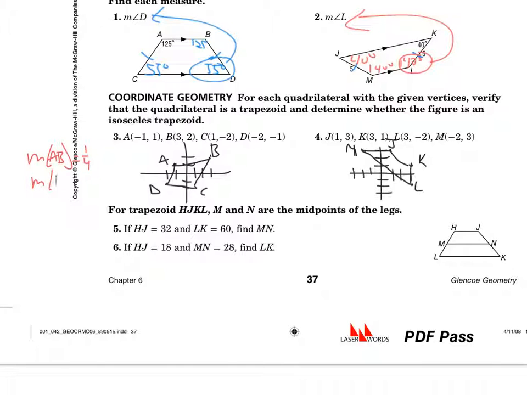Slope of BC, you can probably see which ones are parallel and which ones are not based off this, but you need to count it out just to make sure. You're going to go down 1, 2, 3, 4, to the left 2.